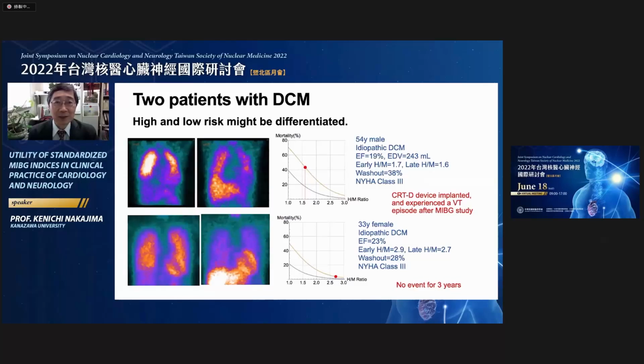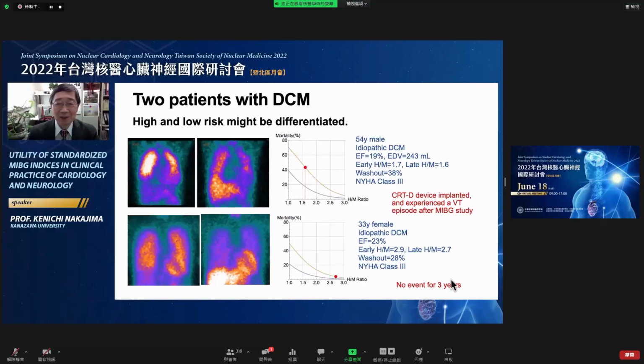So let's see 2 patients with dilated cardiomyopathy. We made a risk model to calculate or estimate risk for death or severe events. This patient is a 54-year-old male, DCM, ejection fraction 19%, HM ratio 1.6, and NYHA class 3. In this patient, the risk value is very high, 50%, and actually he had CRT device implantation after that and experienced a VT episode. Here, this is a female patient, ejection fraction is similarly low, but HM ratio is normal, and NYHA class 3, but estimated event risk is very low, and actually she didn't have any event after that.